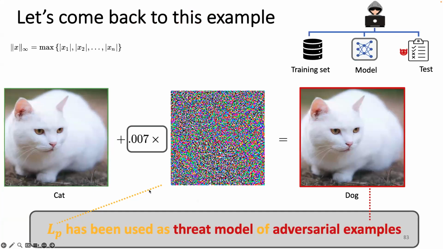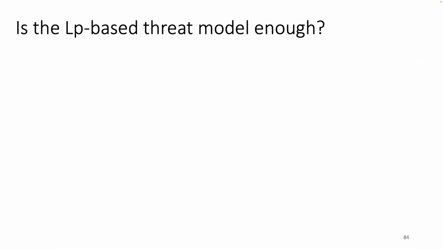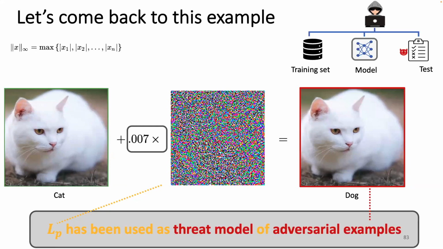At the early stage in this domain, the Lp-based model was served as the threat model of the adversarial example, which means they bound the perturbation by the Lp distance. In this way, it cannot mislead humans. The Lp-based threat model has been studied for several years, and even at CVPR this year you can still see a lot of works focused on studying this Lp-based threat model.